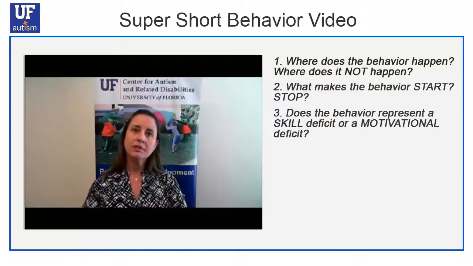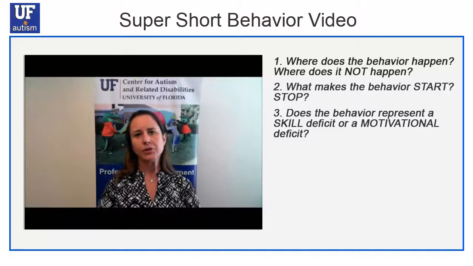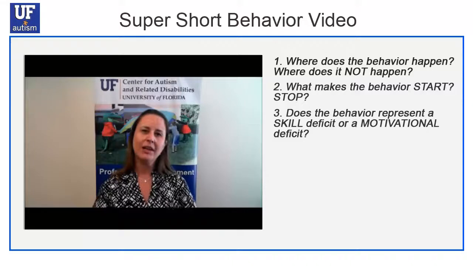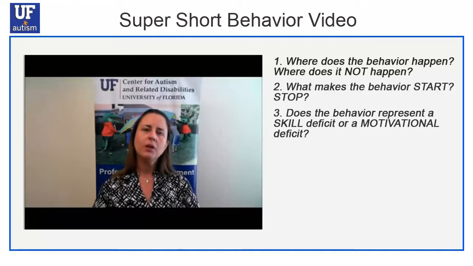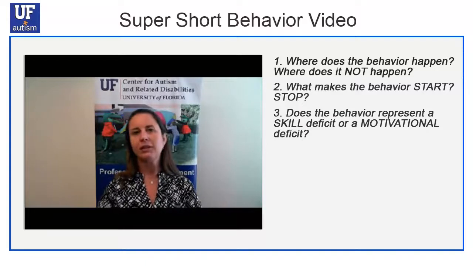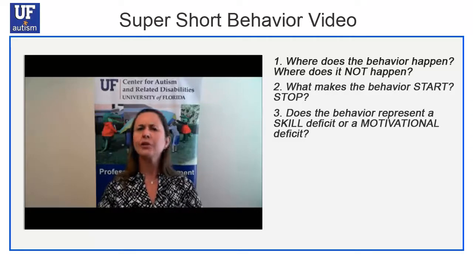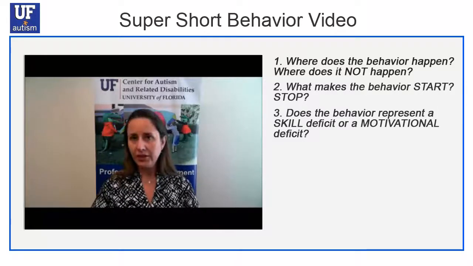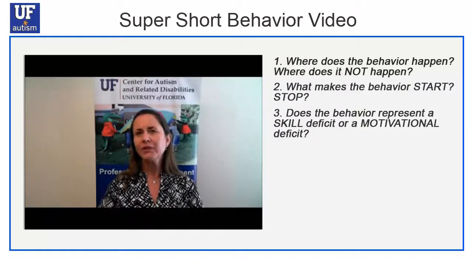The third question is, does the behavior represent a skill or a motivational deficit? A skill deficit is what we refer to when a child really can't do the thing we're asking them to do. A motivational deficit, on the other hand, is when a child can do the skill, they just don't want to. When you have a skill issue, the way to address that is by teaching a new skill, teaching an adaptive or replacement communication skill, etc. If it's a motivation issue, then you really have to focus on the reinforcement side, or how you're going to motivate or inspire the kid to want to do the right thing and make the right choices. You can't really motivate a child to do something that they don't actually know how to do, so this is a pretty important question to ask.